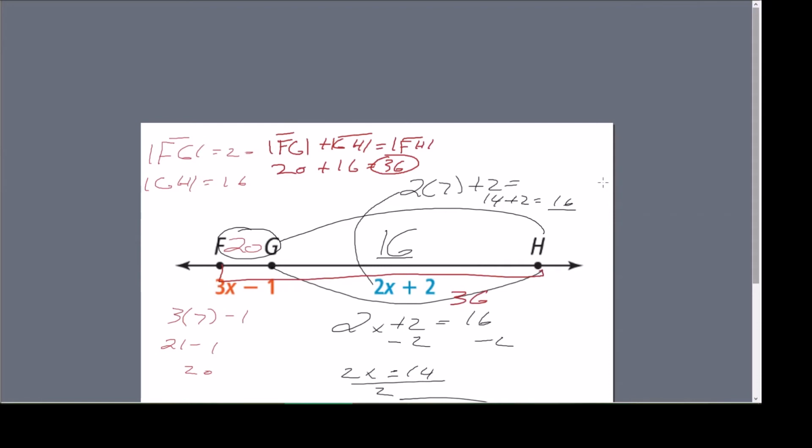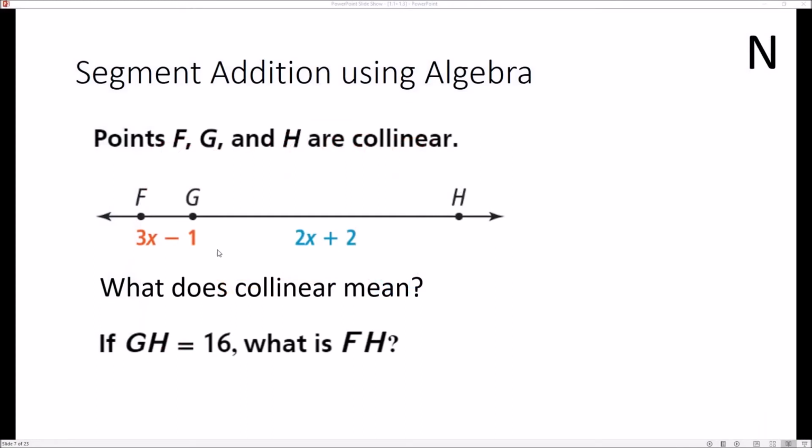This is doing it algebraically. It looks more complicated, but as long as you're given your 3 collinear points and their expressions algebraically, so FG's expression is 3x minus 1 and GH's expression is 2x plus 2, and you're given a defined value or number for one of the 2 segments, in this case GH, the one on the right, is 16, we can then find FH.